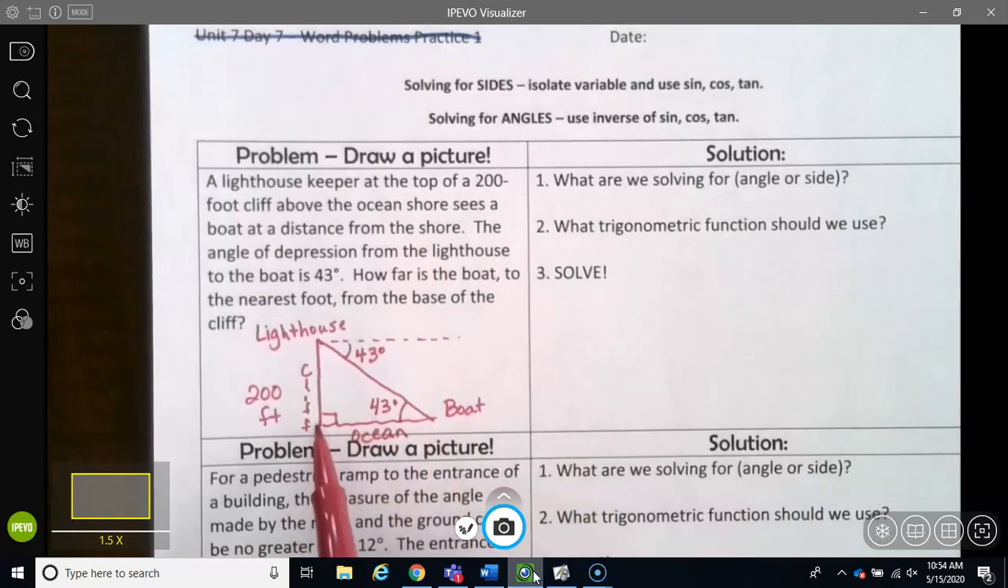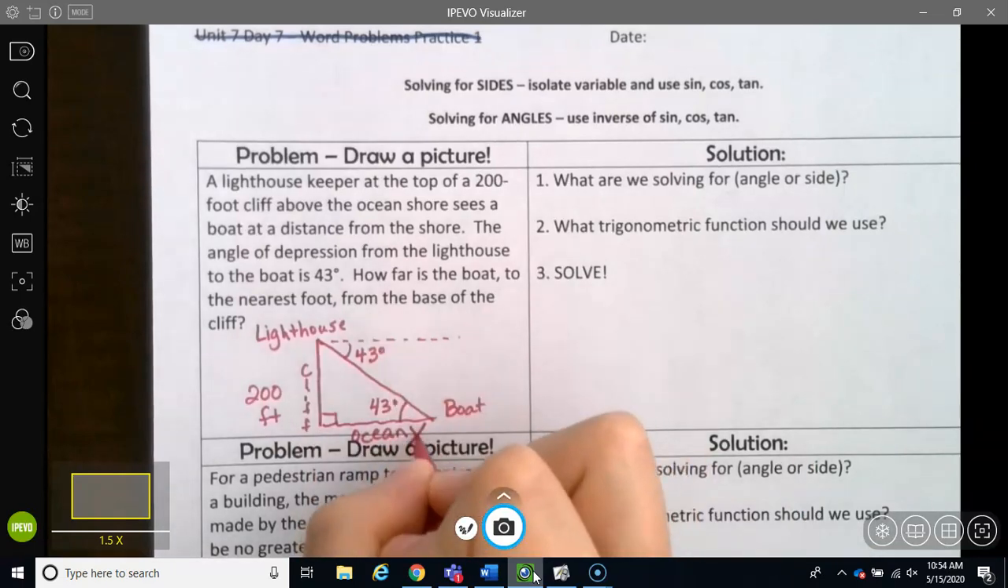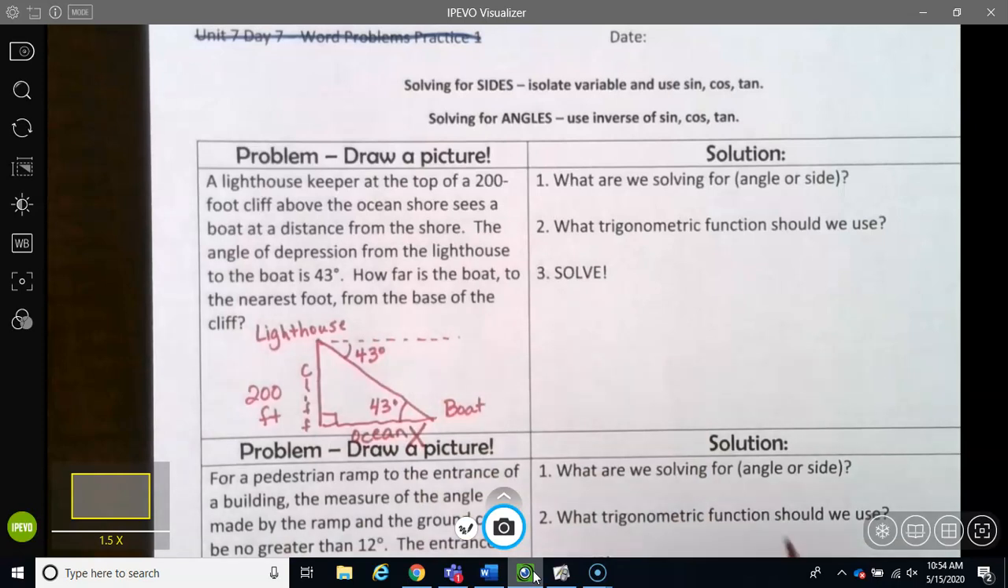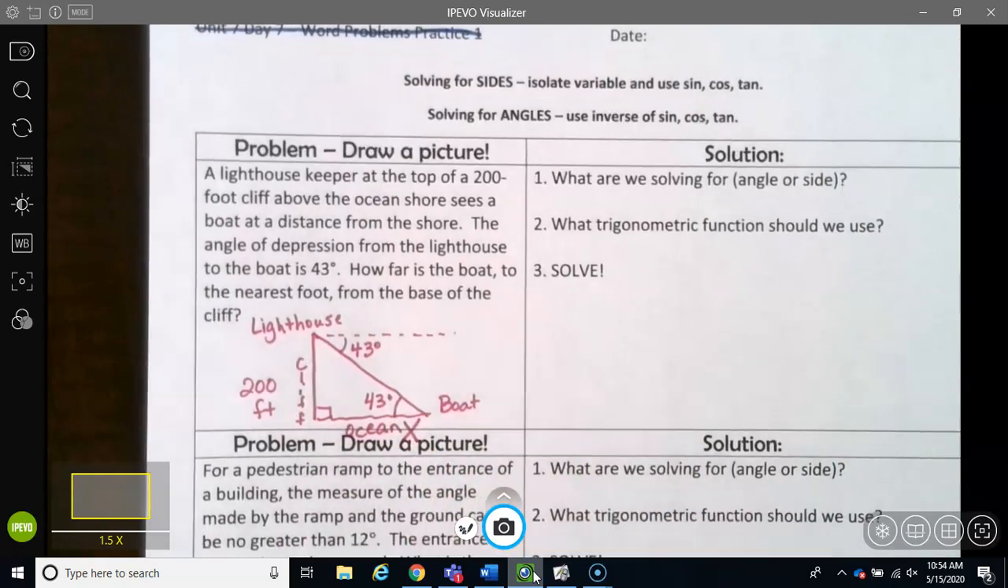So from the boat to the base of the cliff, that's the side we're trying to find. The side that I have labeled ocean. Sorry, got a little messy in there. So we're trying to find that side. Same kind of setup as the last one, which you'll see is common with these kinds of problems. Now we're going to actually do the work.